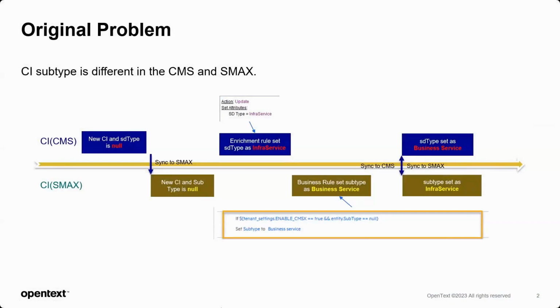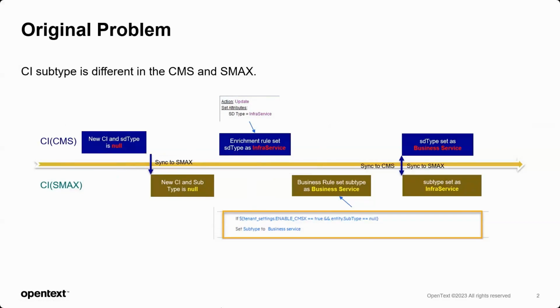Initially, the UD detected the CI and created it in the CMS, and the subtype in the CMS is null. After a while, the CI was synchronized from CMS to SMAX through the CMS gateway. Then you will notice a new CI created in the SMAX, and the subtype is null too. We have the out-of-box enrichment rules to support this subtype in the CMS. We noticed it was triggered and changed the CI subtype from null to infer service.